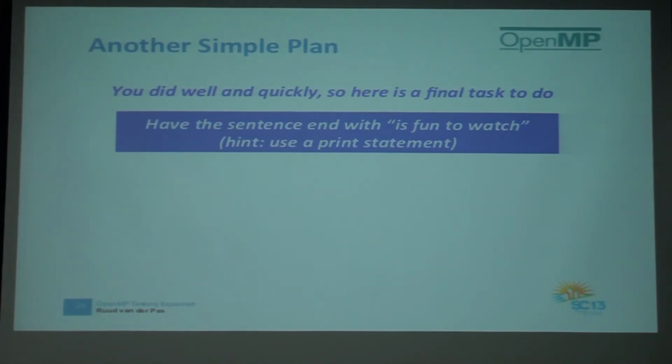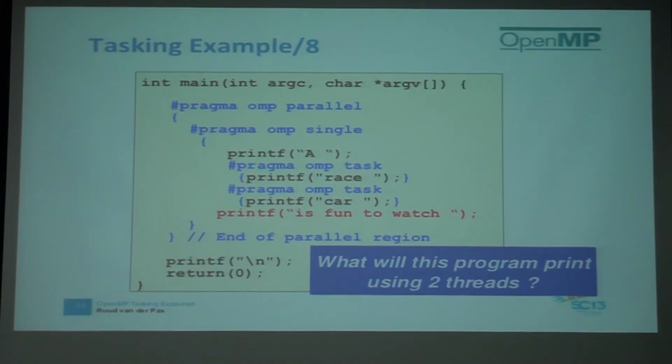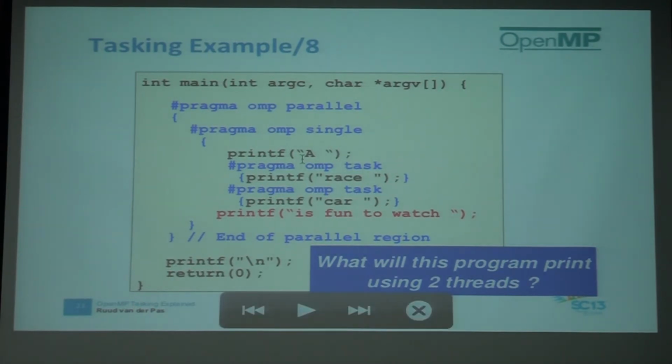Now the sentence ends with "is fun to watch." Okay, now he is saying do more by having "is fun to watch." So now he is adding some more: print A, pragma OMP task race, pragma OMP task car, then print is fun to watch. So it is the single section where the single thread initiates the print A, creates 2 tasks, and then goes and executes printf. So the thread itself is doing these 2 prints, and the tasks will get picked up and it'll do. So let's see what happens.